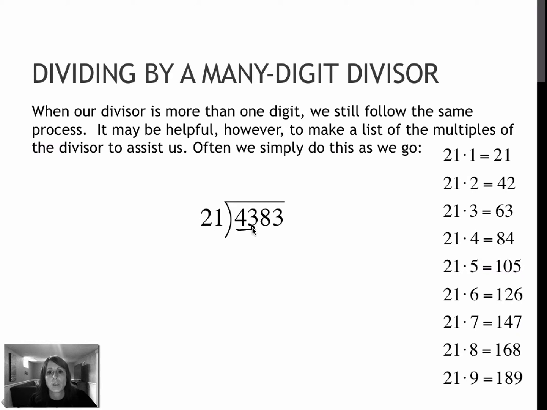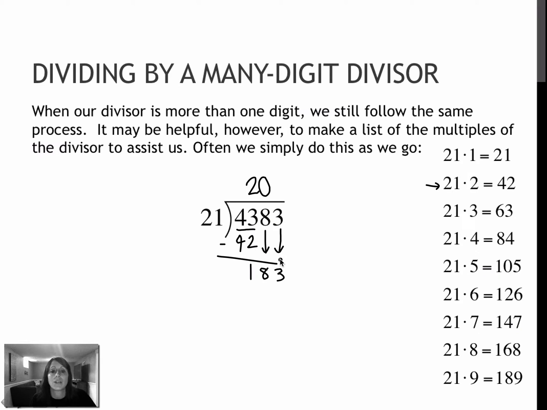So 21 goes into 43 2 times. 2 times 21 is 42. And then I subtract to get 1, and then I bring down the next value. 21 does not go into 18, but I can't just skip it. I have to leave a 0 as a placeholder. I can go ahead and bring down the 3, however. I could go ahead and subtract 0, but that seems kind of silly.